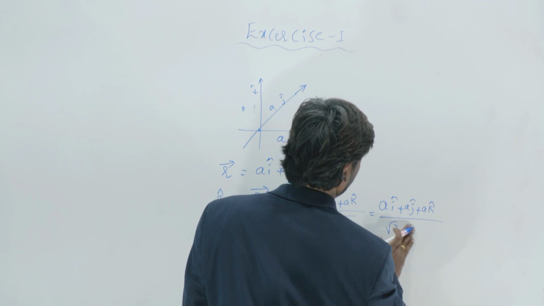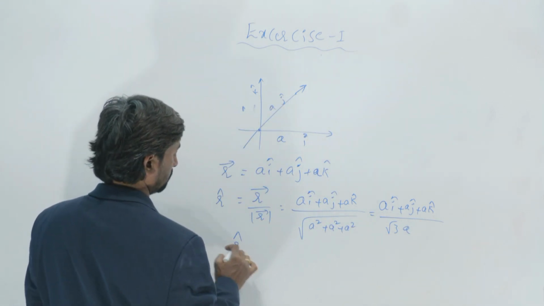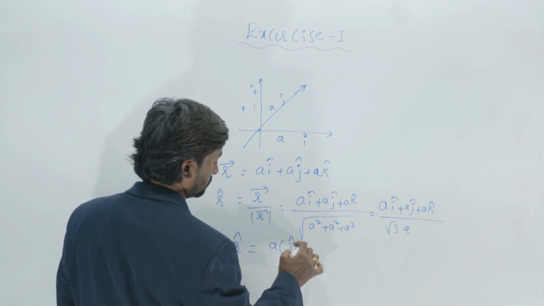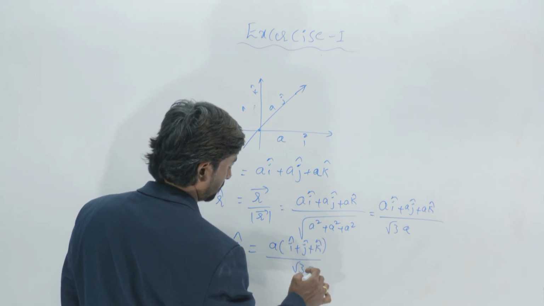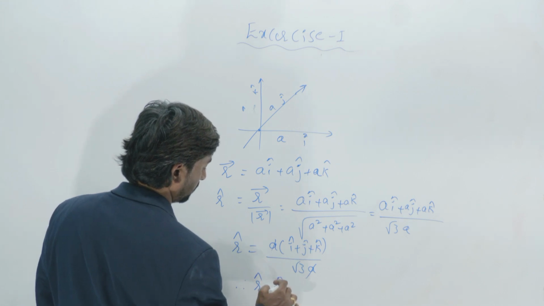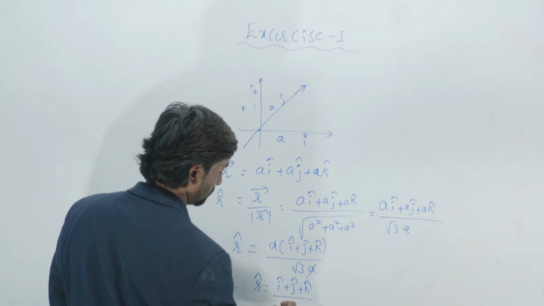So from here, r cap is equal to a, if you take common, i cap plus j cap plus k cap divided by root 3 a. The a will be cancelled. Therefore the unit vector along the diagonal of the cube passing through the origin is this one that we get there.